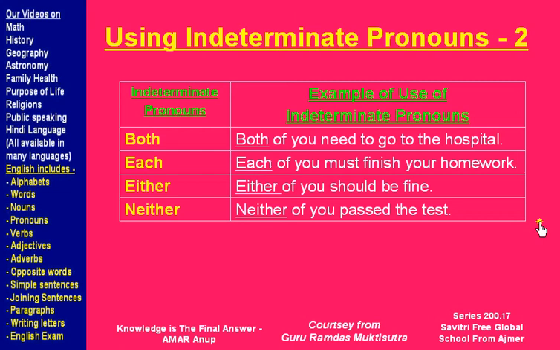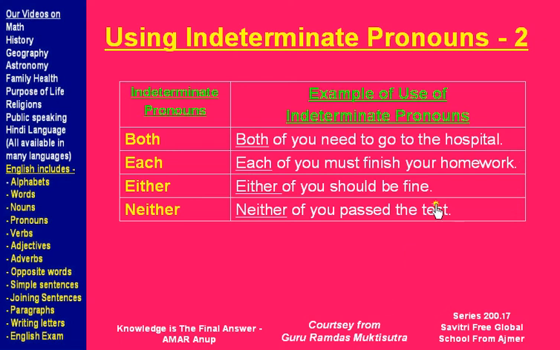Suppose there are two people, John and Joseph, and I am talking to them. And both of them say they were playing and got injured, so I will tell both of you need to go to the hospital. Suppose I am telling them about the homework, each of you must finish your homework. I am not saying that if only one person finishes the homework it will be fine. No, both John and Joseph have to finish their own homework.